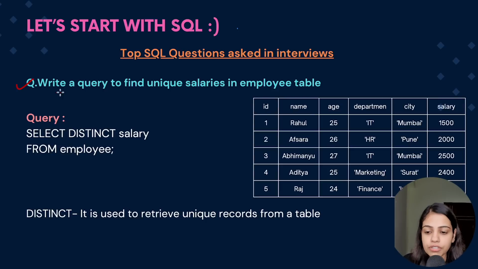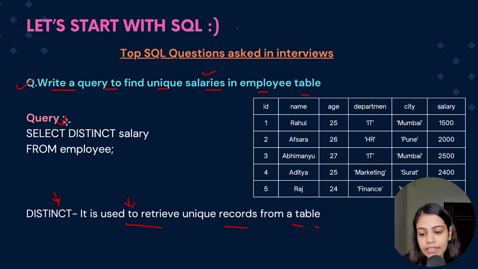So let's see the next question. We have to write a query to find the unique salaries in the employee table. So we have to find all the unique, or you can say distinct, salaries in the employee table. For this we would be using the DISTINCT keyword. The DISTINCT keyword is used to retrieve unique records from a table, and we have to find the unique salary.